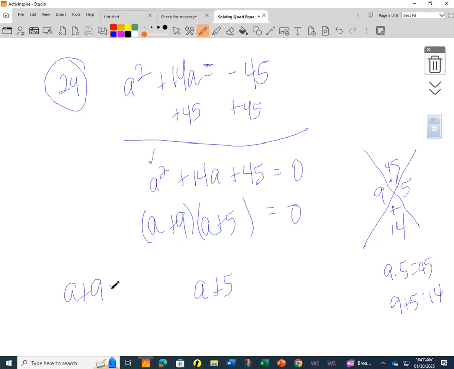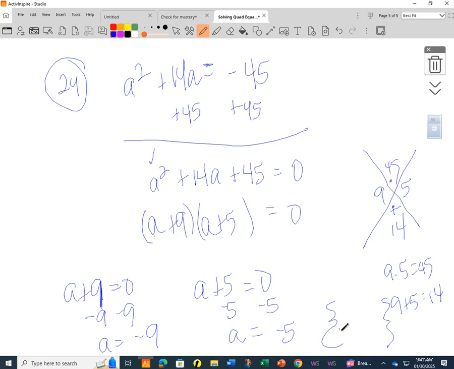All right, so sometimes it seems too easy, right? Sometimes it is really easy. A plus 9 equals 0, and a plus 5 equals 0. So now we solve this equation, subtract 9 from both sides, and now we know that a can equal negative 9. To get a by itself for this equation, we subtract 5 from both sides. So our solution set, we're going to make our squigglies and put both of these in here. Negative 9, negative 5.